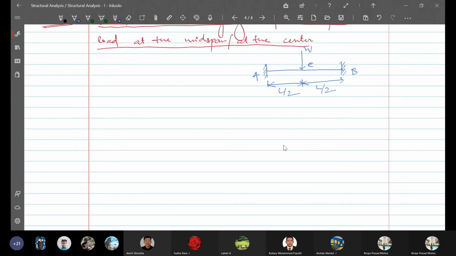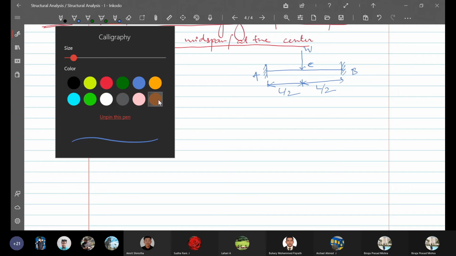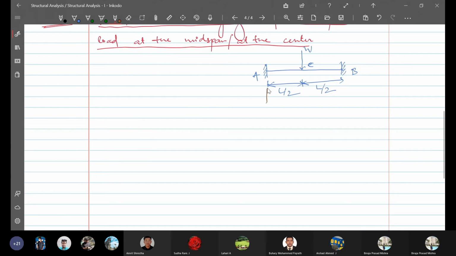Since it is a fixed beam, here we will have one reaction force, here another reaction force, and here we will have a moment, and here a moment. Let us say this is MB, this is MA, and this is RFA, and this is RFB.